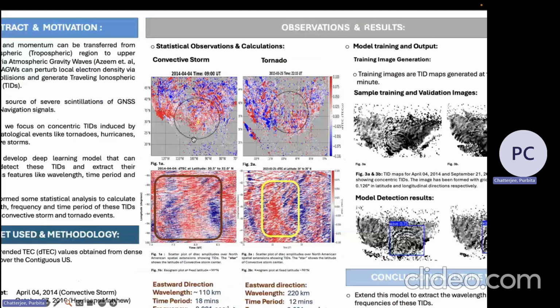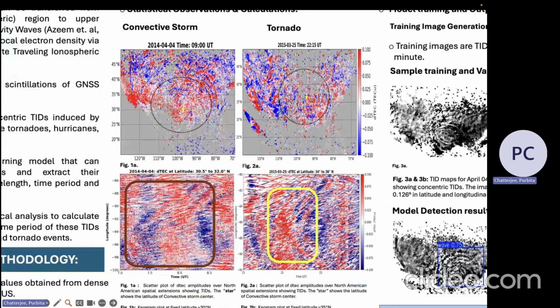Even though it's a little difficult to see here, you can see that these are the DTEC amplitudes plotted against the longitude and latitude of the North American region map, and these are the perturbations of the DTEC. If we put our eyes over this circular region, you can see the perturbations are mostly circular. These are the TIDs that are generated. The star in both of these places represents the center of the deep convection storm.